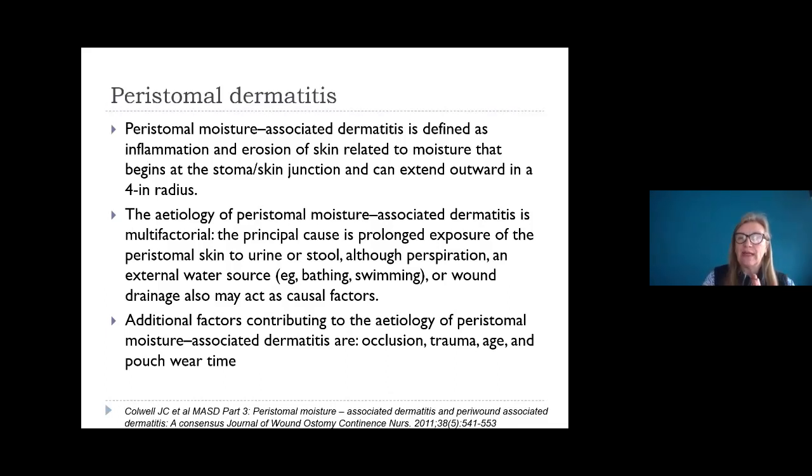So if you think about the stoma bag being in situ, that's increased layers and can cause increased sweating. It can be an external water source. So patients with stoma live normal lives. They can have a bath, they can shower, they can swim. But if the seal on the stoma wafer isn't good, you can get fluid ingress under there and it can be trapped. And it can also be wound drainage. So very commonly, particularly in acute phases, you'll see patients with a large abdominal wound with either one or two stoma either side of the wound. And you can get that exudate from the wound draining underneath the stoma. You also need to think about these other factors, occlusion, trauma, the age of the patient, and how long they are wearing the pouch for.